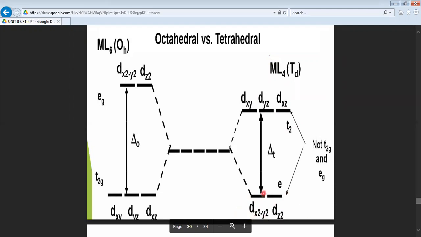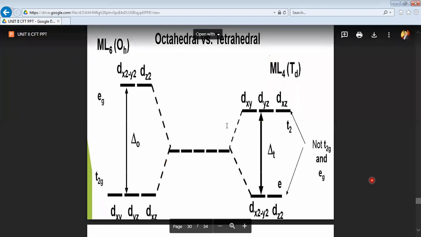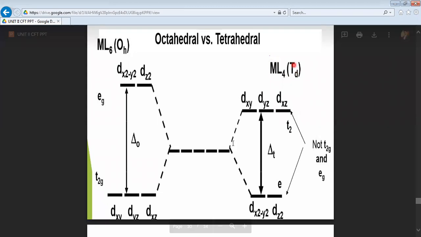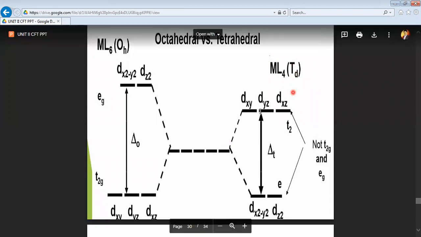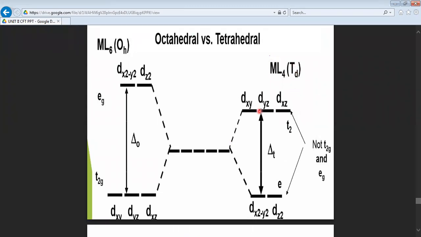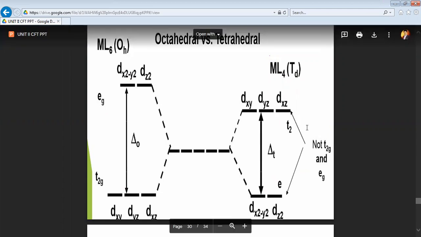Yes, and octahedral is the opposite of tetrahedral. Why? Because in octahedral the ligands approach along the axis, and in tetrahedral the ligands approach in between the axes. That is the main reason for the splitting of the orbitals. Splitting first goes to lower energy, then the next higher energy. Here also it is the same. That is the octahedral and tetrahedral structure. What about the remaining things?